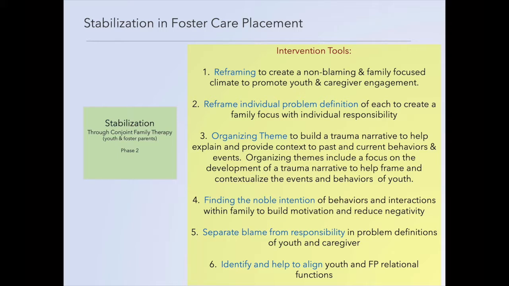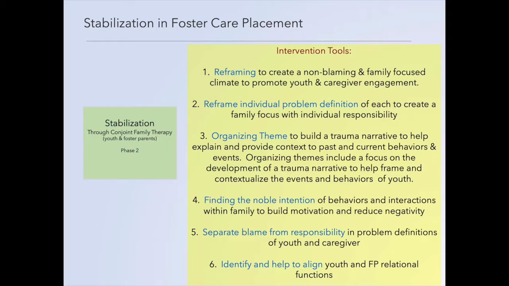It becomes important and a useful tool to take a concern that someone has, be it a foster parent, be it a youth, and think of it as a problem definition, and to try to take that problem definition, which is frequently attributed to another, and help refocus that on the individual to help develop responsibility.